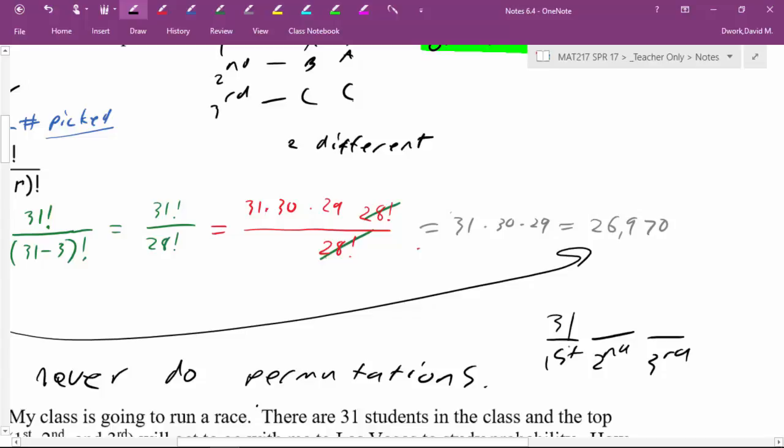Once I decide who's in first place, now I get to decide who's in second place. But I don't have 31 students because you can't win first and second. So now I only have 30 students left. Then I have 29 students left. This works every single time.